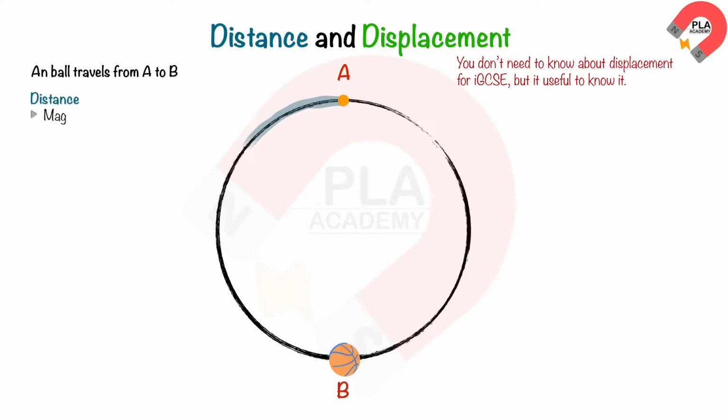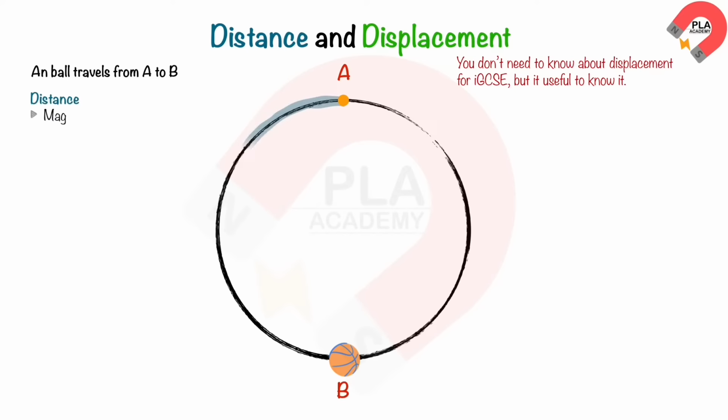Therefore, we can deduce that distance is the total length of the path traveled by an object. Distance is a scalar quantity, which means that it has only magnitude and no direction, and its unit is meter. The displacement is the directed distance from the start to the end point. Displacement is a vector quantity, which means that it has both magnitude and direction, and its unit is meter.